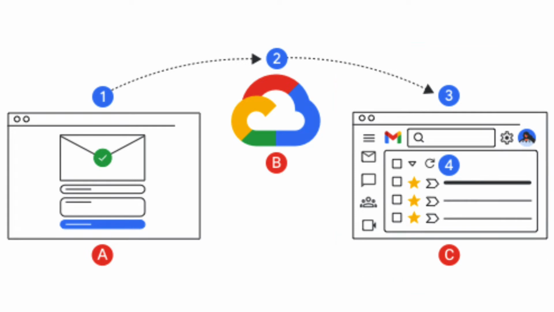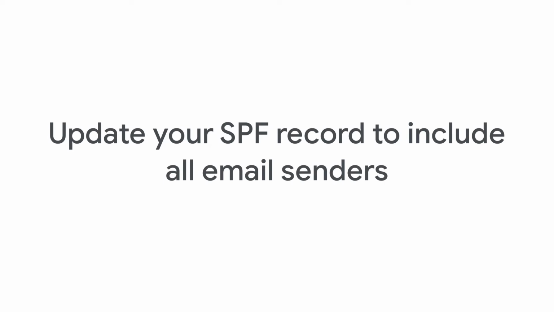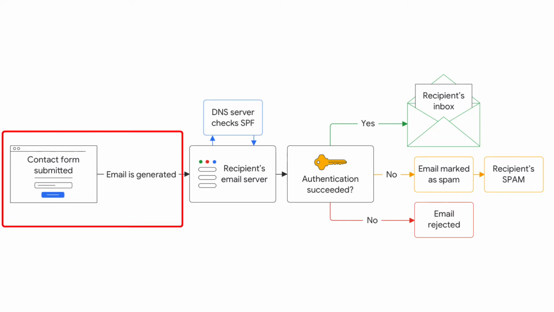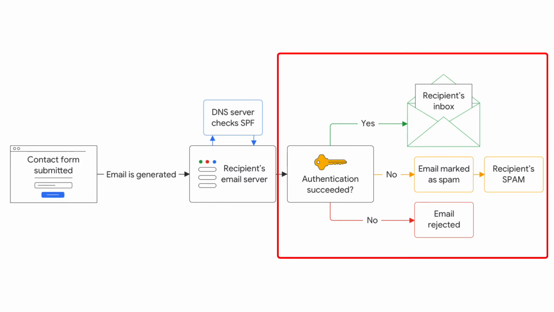To fix these types of issues, first, you need to identify if your form provider uses SPF or SMTP to send the messages. SPF records allow you to authenticate server names or IP addresses that you allow to send emails on behalf of your domain. As you can see, once the form is submitted, an email is generated. Google servers check for the SPF record, and if it is successfully verified, the email may go to your inbox, spam, or might even be rejected.